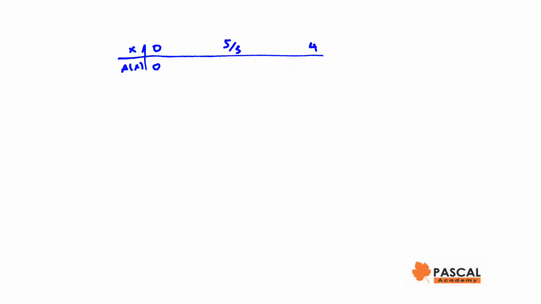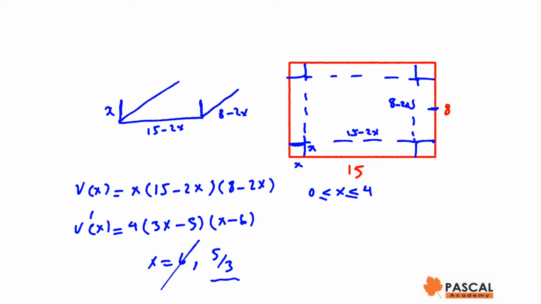When x is 0, volume is 0. When x is 4, volume is 0. And when x is 5/3, volume is 5/3 times (8 minus 10/3) times (15 minus 10/3). This number is obviously positive. Therefore, x equals 5/3 makes function V(x) maximum. In other words, the maximum volume is obtained by making the slits 5/3 centimeter long.